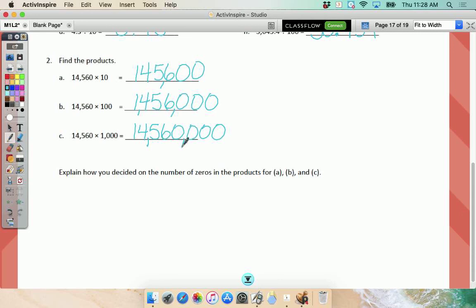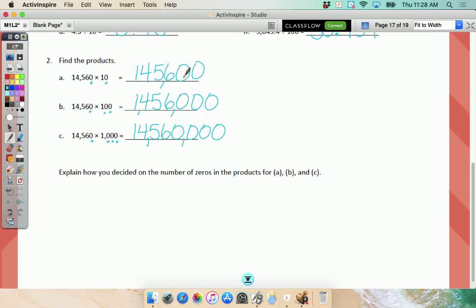Because it says like on thousands, it's 3 zeros. So are you counting total zeros here? Actually, you can. So how many total zeros in this whole problem? 4. So you've got to have 4 on your answer. How many total zeros in this whole problem? 3. So you got to have 3 in your answer. How many total zeros? 2. So you have to have 2 in your answer.